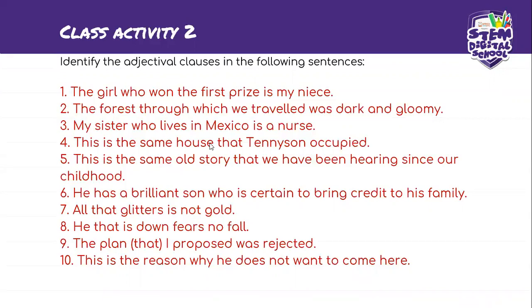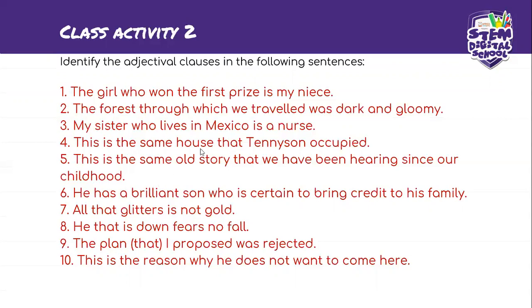This one sounds a bit tricky, but Lesedi sent this up. Let's hear what Lesedi has to say. So what is the answer here? That Tennyson occupied. Yes, thank you. That is correct, Lesedi. That Tennyson occupied is our adjectival clause because it describes the house.